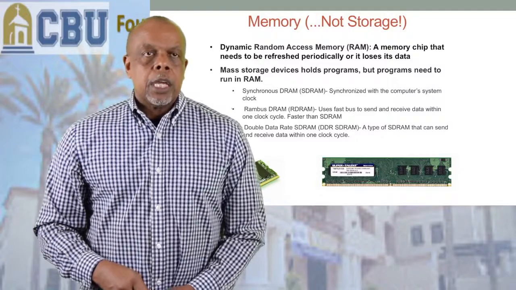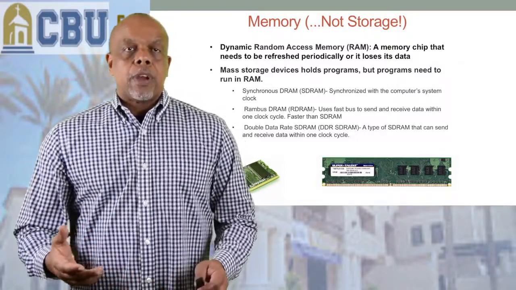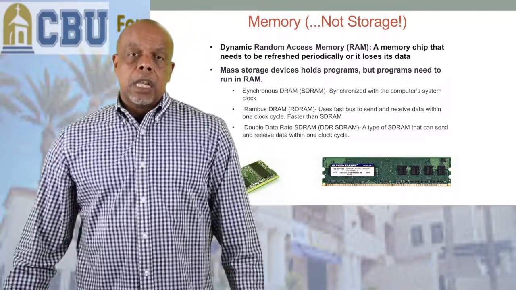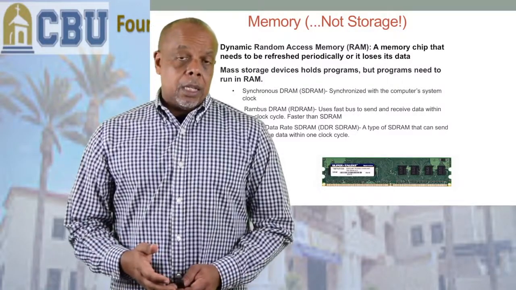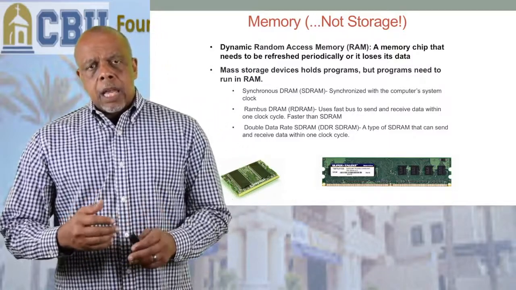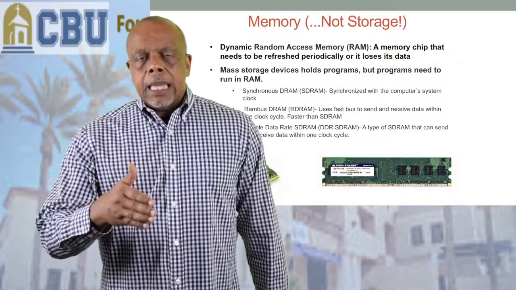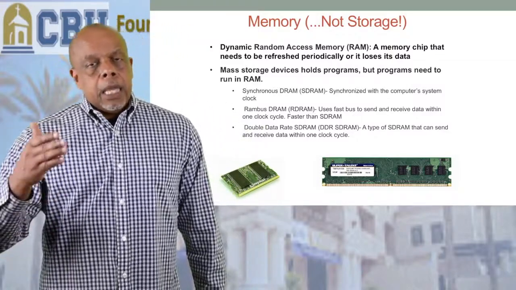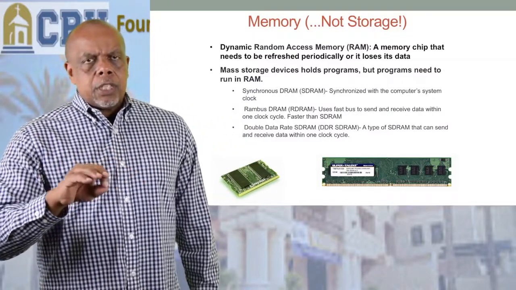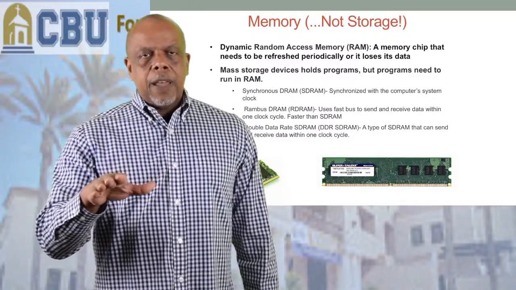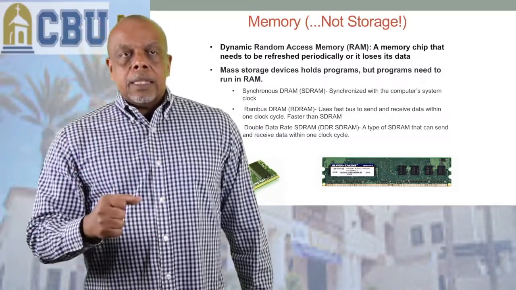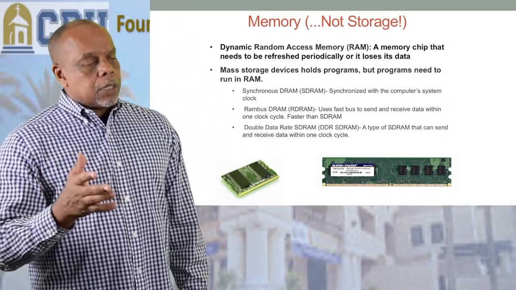RAM is short-term storage. There are different types of RAM. You have SRAM, which is synchronized with your computer's clock. Inside your computer there is a clock, and that clock speed runs at, like a lot of them now, 2.3 gigahertz. With SRAM, it is synced with that clock, so that memory runs at the same speed. Other types of RAM, you have RDRAM, which uses a different type of bus that's a little bit faster, allowing it to send and receive data on one clock cycle.